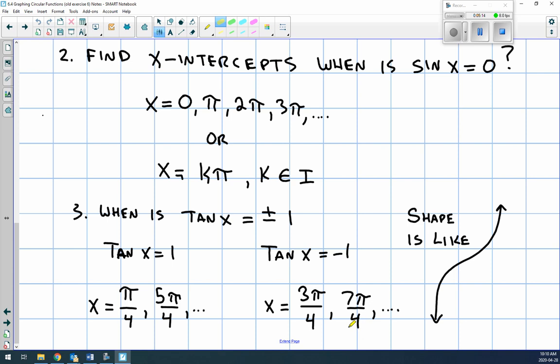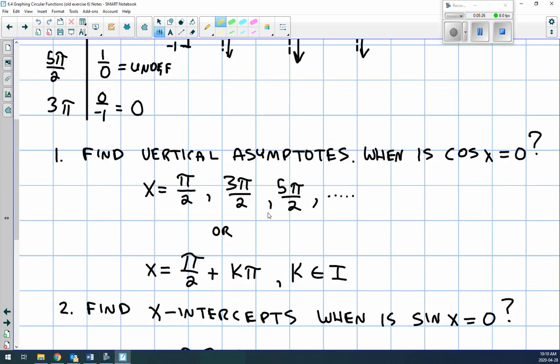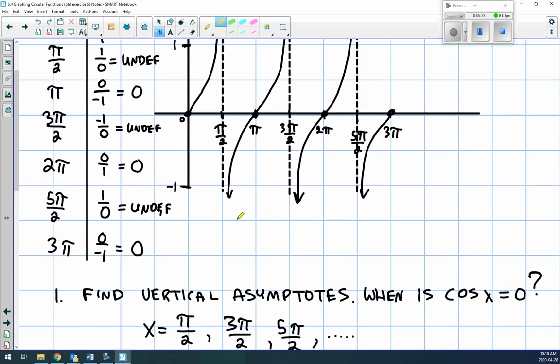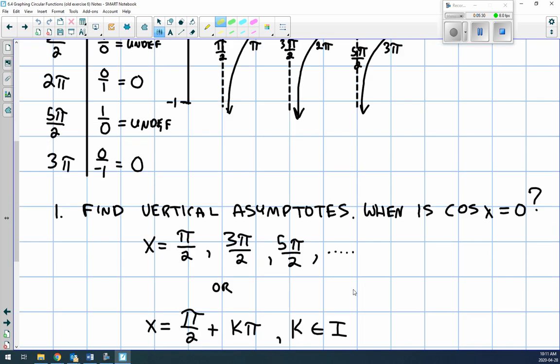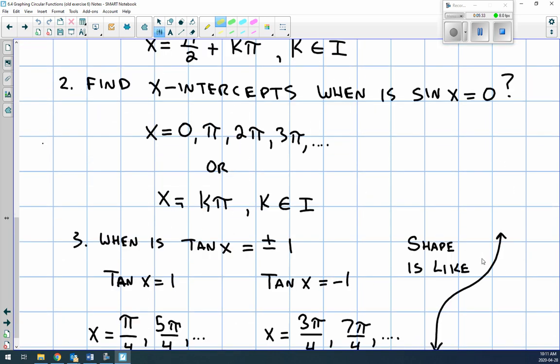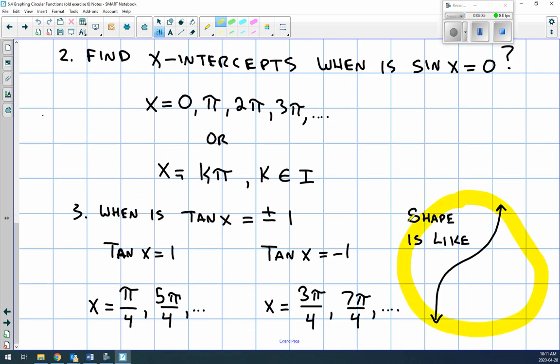So, like I said, the most common ones you're going to see are sine and cosine, and we're going to do a lot of work with those. Tan, you just have to have it in the back of your mind what it looks like, and if you ever get stuck on graphing it, just do your little table of values, and that will help you remember where the asymptotes are and where the x-intercepts are. And then the general shape is always like this right here, general shape. Okay.